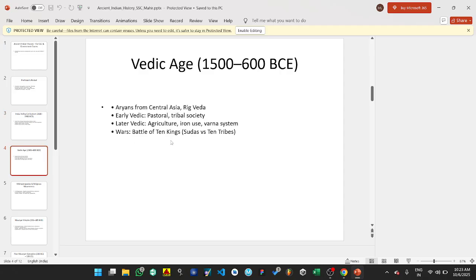Now comes the fourth slide, which is the Vedic Age. After the Harappans came the Aryans. They composed the Vedas. The Rig Veda is India's oldest text. Early Vedic people were pastoral. Later Vedic society became agricultural with iron tools. Tribal wars were common, like the famous Battle of Ten Kings won by King Sudas. Society developed the Varna system: Brahmin, Kshatriya, Vaishya, and Shudra.